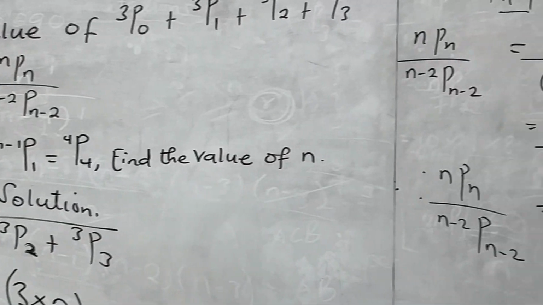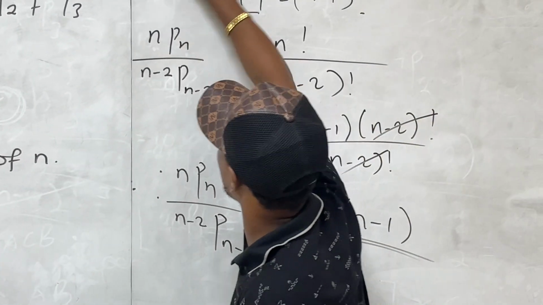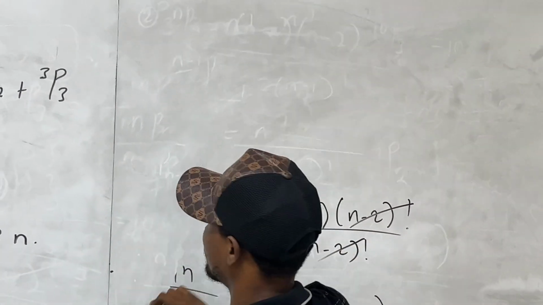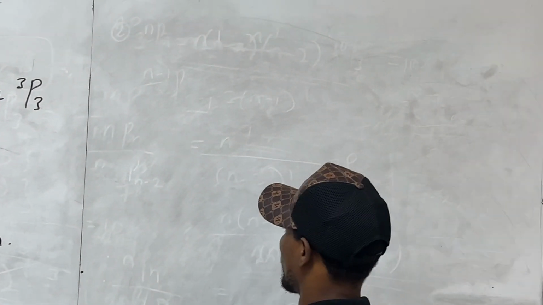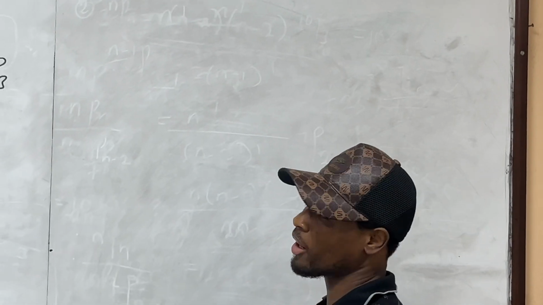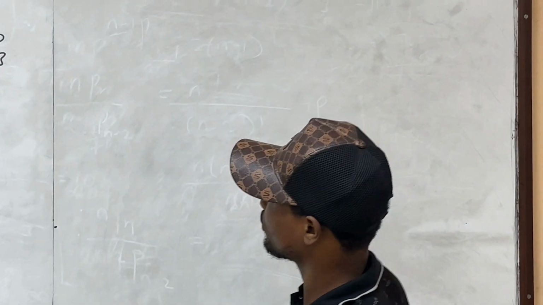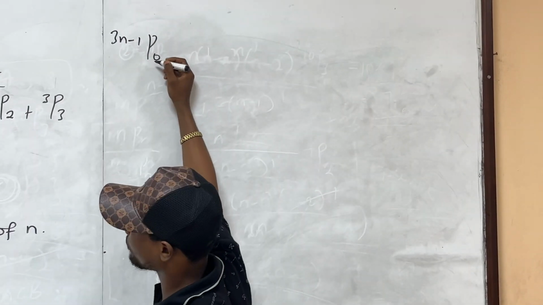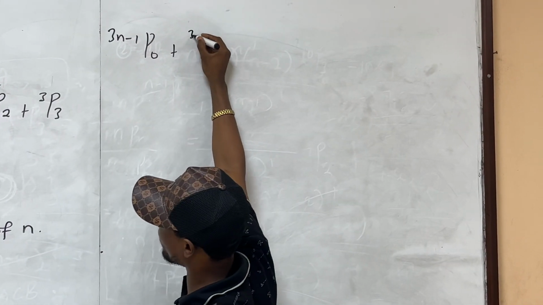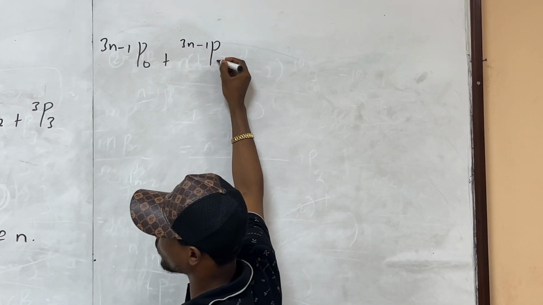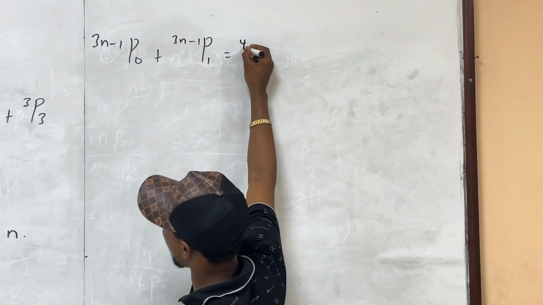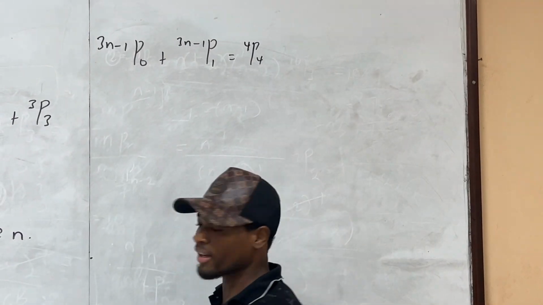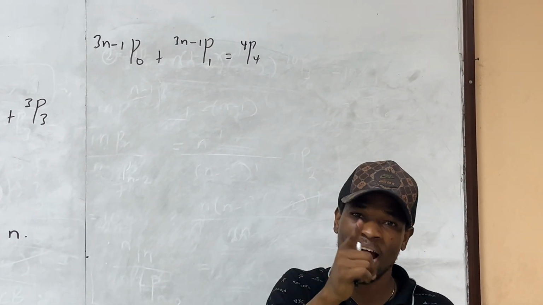The last question, which is of course very simple, reads: if the expression 3n minus 1 permutation 0, plus the expression 3n minus 1 permutation 1 is equal to 4 permutation 4, find the value of n. This is very simple. Use the trick I taught you.